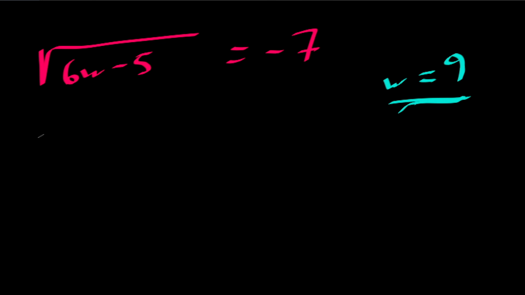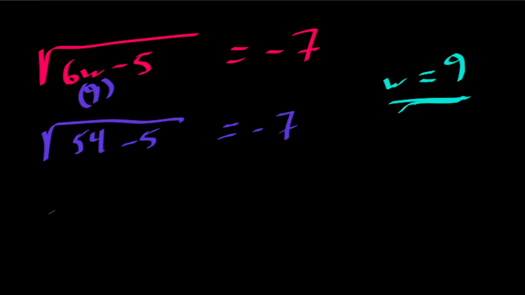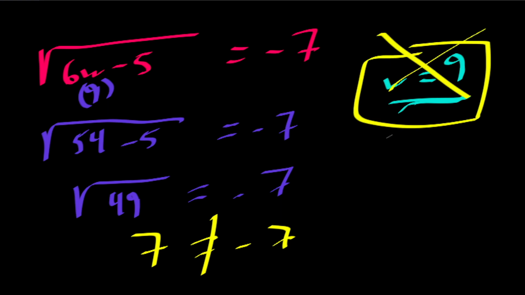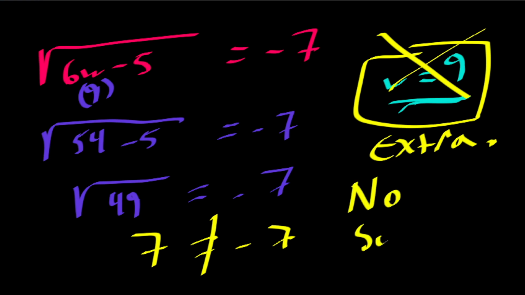So, let's do this. So we would have, let's see, 6 times 9, that would give us 54. 54 minus 5 is going to equal the square root of 49. Now, is the square root of 49 7 or negative 7? It's 7. And 7 does not equal negative 7, which means we would say that this is actually not a solution. It's extraneous. I'll just say extra, period. And we would say the answer has no solutions.